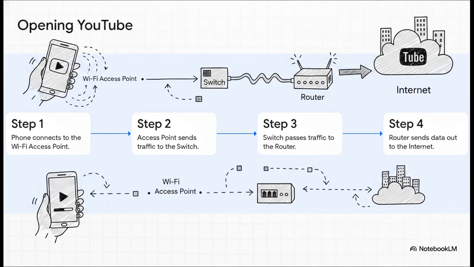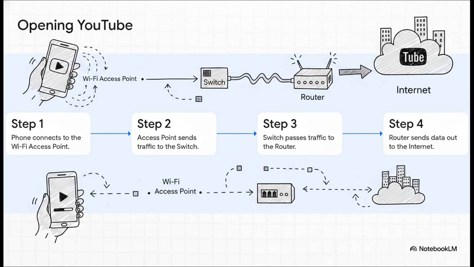Imagine you're holding your phone right now, and you click on a YouTube video. Bam! Step 1, your phone sends an invisible data request through the air straight to the access point. Step 2, the access point catches that wireless signal, translates it into a wired signal, and shoots it down a cable to the switch. Step 3, the switch looks at the data, realizes, oh, this is meant for the outside world, and passes it along the wires to the router.